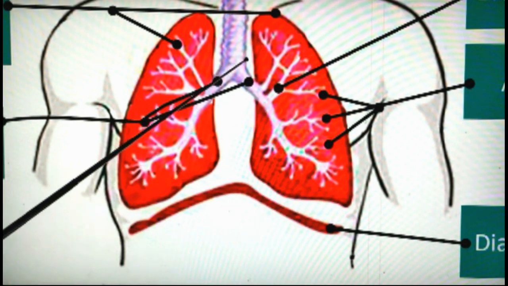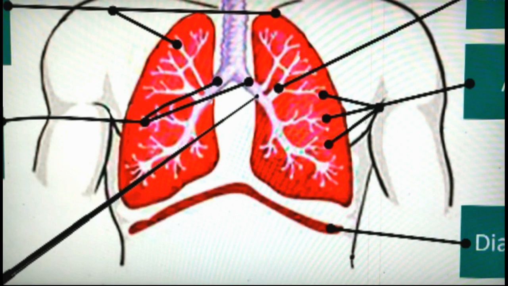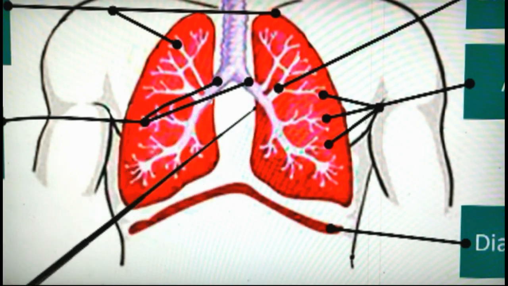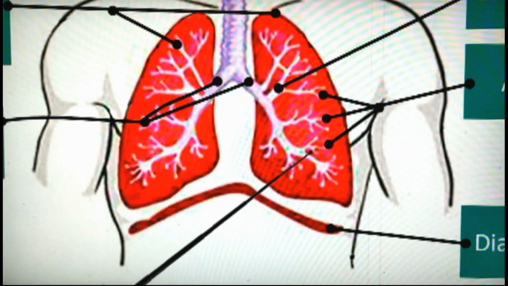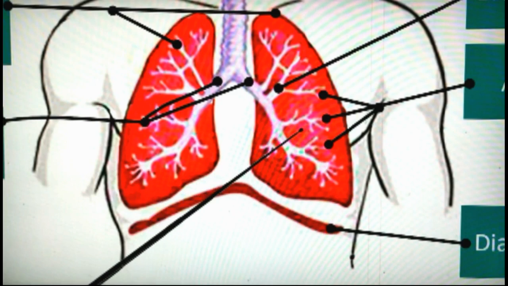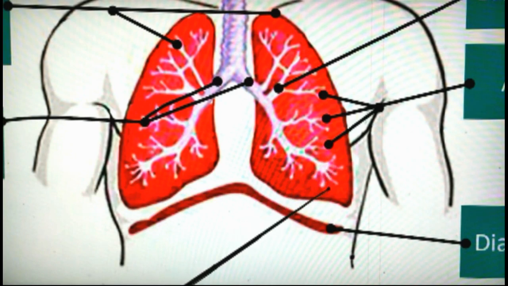The trachea divided into two bronchi. Bronchi end in bronchioles. They are the branch structures. At the end of the bronchioles, we could see balloon-like structures or grape-like structures, and those structures are known as what? Alveoli. Inside the alveoli, you know what happens? Gaseous exchange takes place in the alveoli.